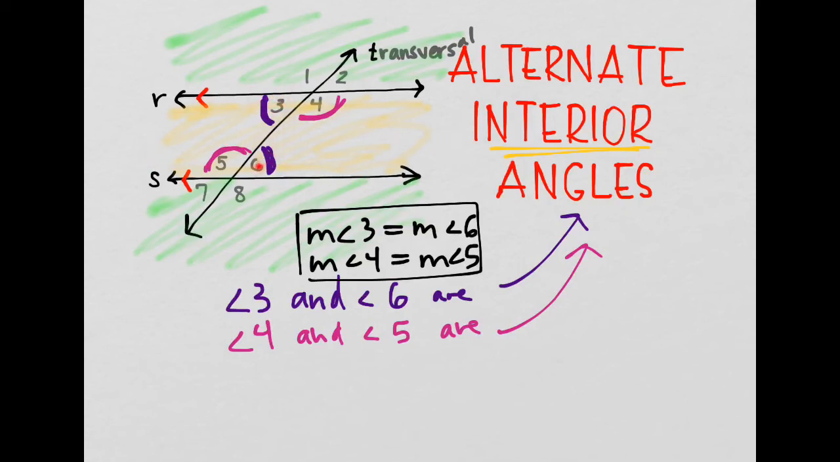In this case, 3 and 6 are alternate interior angles. 4 and 5 are alternate interior angles. They're on the inside, and they're on opposite sides. So this guy's on the left of my transversal. And if I cross this line, this guy's on the other side.